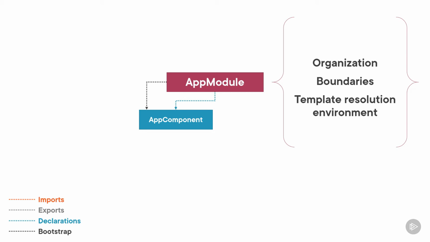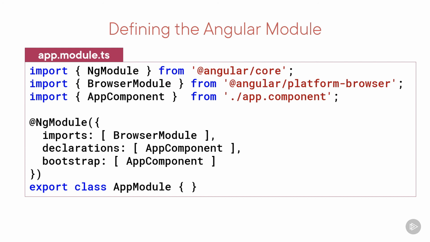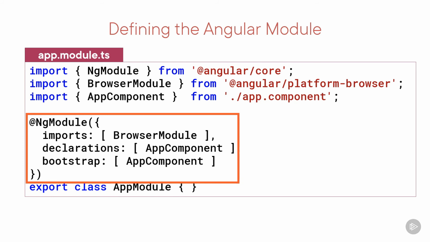We also use the module to bootstrap our startup component, which is our app component. And we want our application to work correctly in the browser, so we add Angular's browser module to our Angular module's imports. Okay, pictures are nice, but what does that look like in code? Here is our application's root Angular module. As with most everything in Angular, we define an Angular module using a class. We identify the class as an Angular module by attaching the ng module decorator and passing in metadata defining the details of this Angular module.